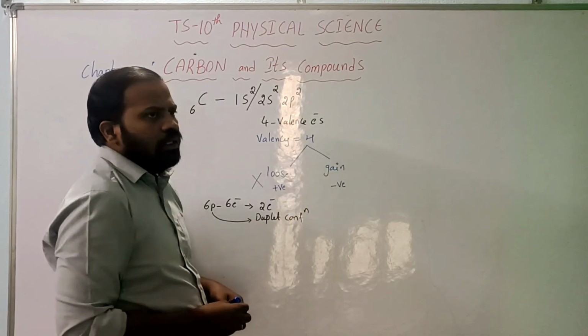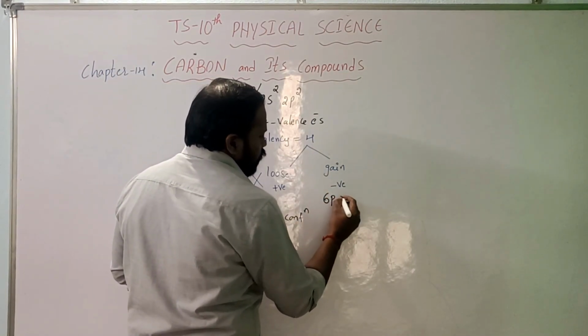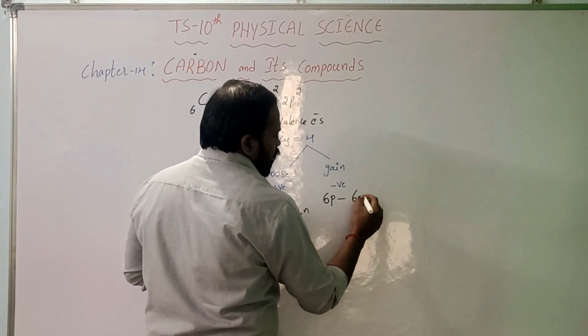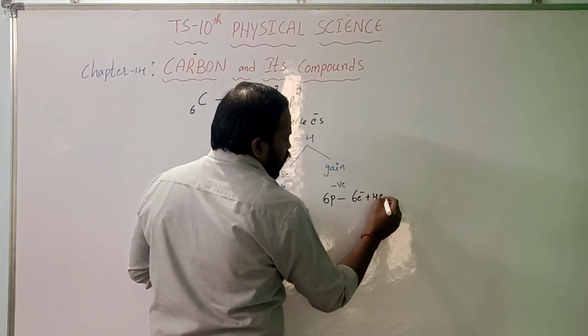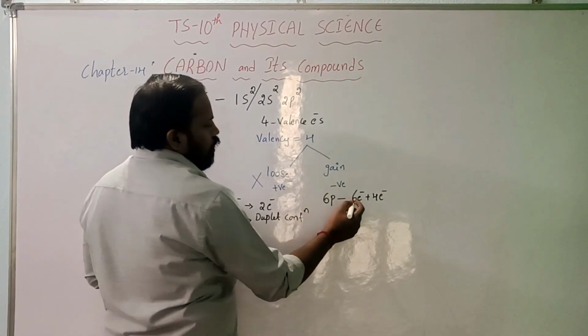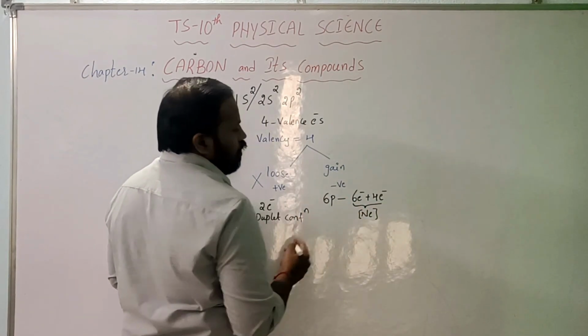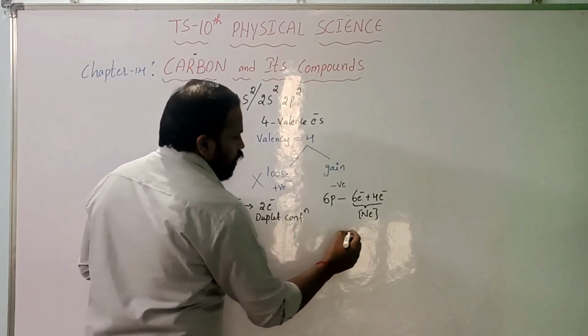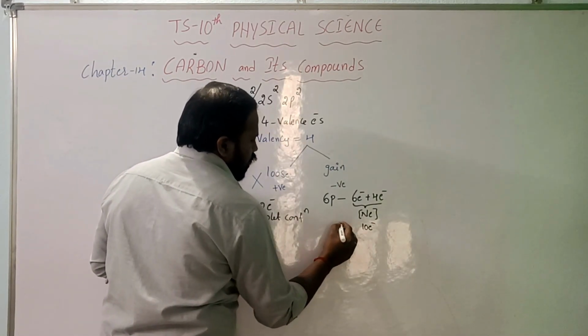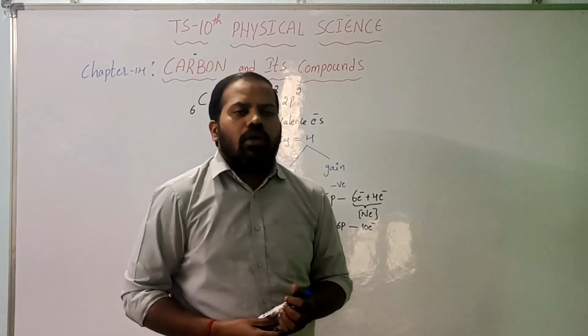Maybe we can see with the gain of electrons. That is 6 protons attracting 6 electrons plus 4 electrons. It belongs to the neon configuration, meaning a total of 10 electrons with 6 protons. These attractions also might not be possible.